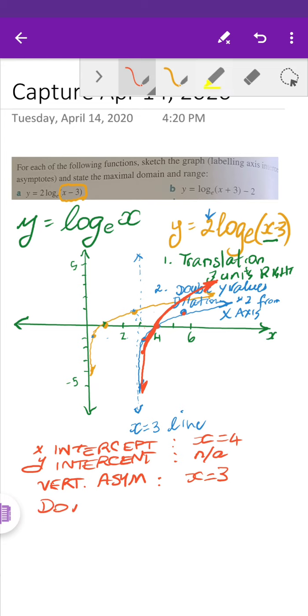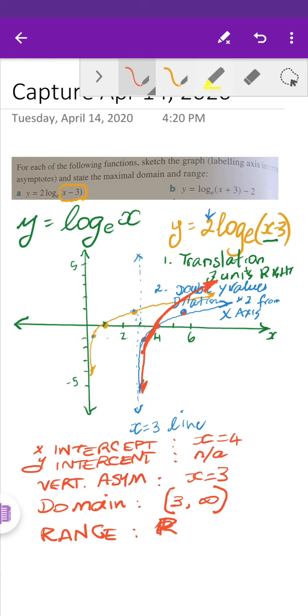And the domain, you can see that the domain is the set of real numbers greater than 3, so we can say from 3 to infinity, not including those values. The range is all real numbers. It covers the entire spectrum. Alright, so they are the answers.